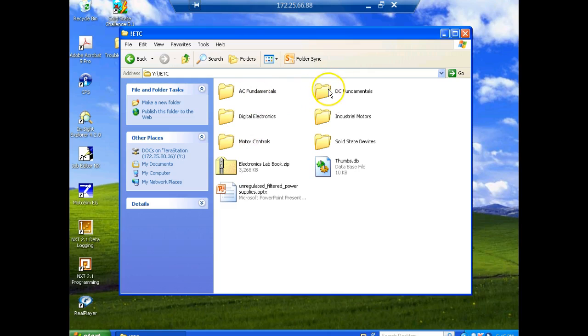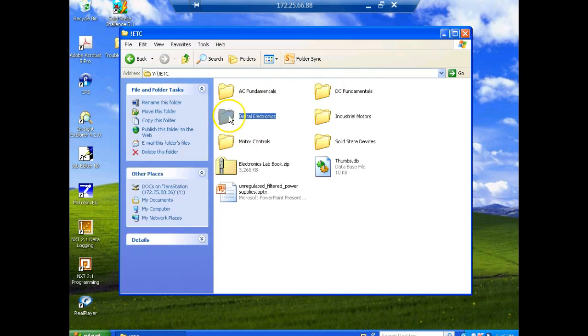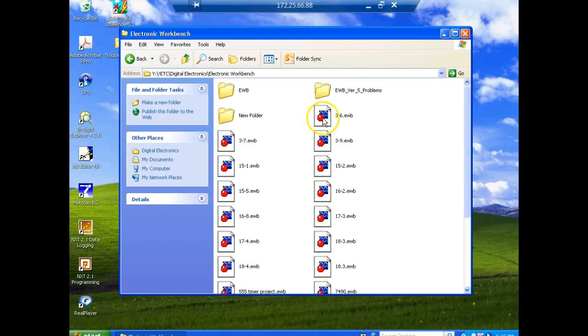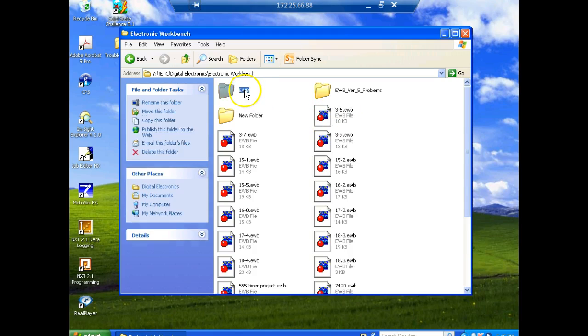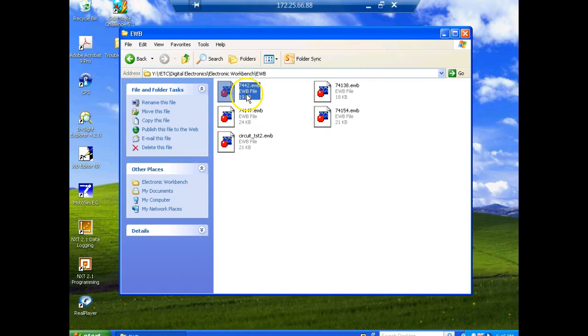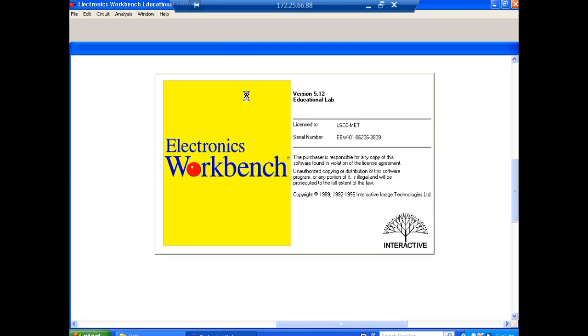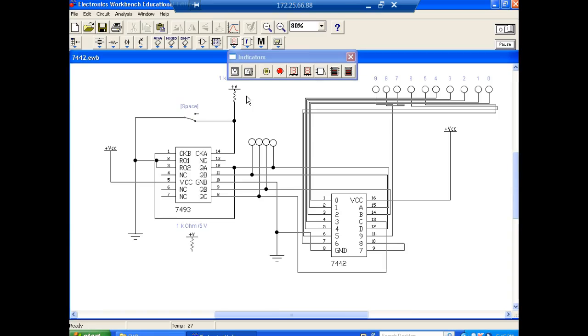I'm going to use this simulation called Electronic Workbench, and 7442. So this is 7442. Of course, this could be a 74LS42, a 74S42. So here's my counter right here. And to let y'all see it count, I've got LEDs over here, LEDs hooked up to the output. So we'll turn it on.